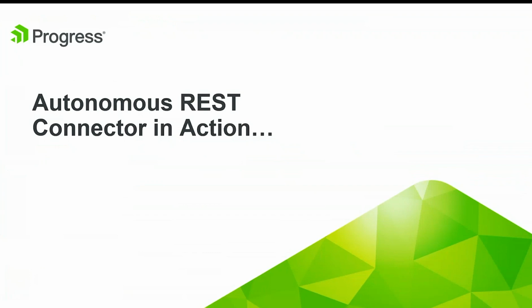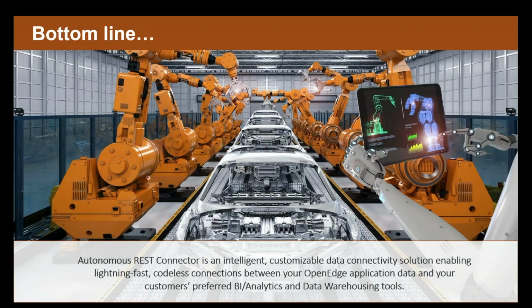Thank you. All right, thank you, Ken. That was fantastic. So what's the bottom line? I like to use the analogy of a factory. Autonomous REST Connector is a factory. It allows you to rapidly build data connectors between your API data and your customers' BI and analytics tools. No two connections are going to be the same, and so no two connectors can be either. Autonomous REST Connector is not a universal driver or a universal connector, and it doesn't create a one-size-fits-all connection for REST APIs. Instead, it quickly and codelessly builds enterprise-grade connections to the OpenEdge applications data that your customers need.